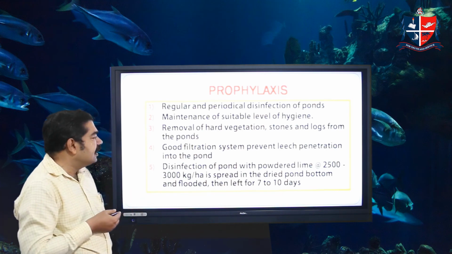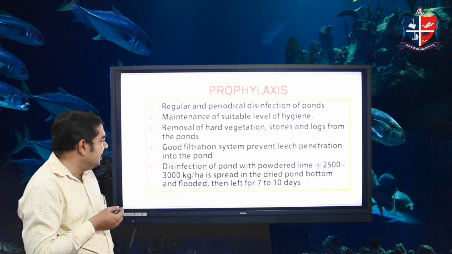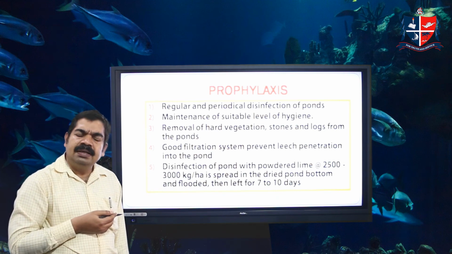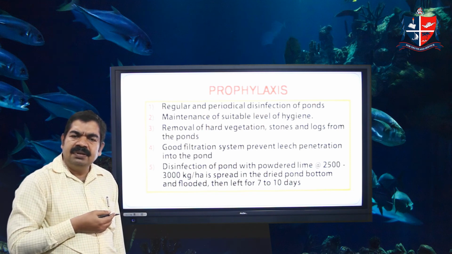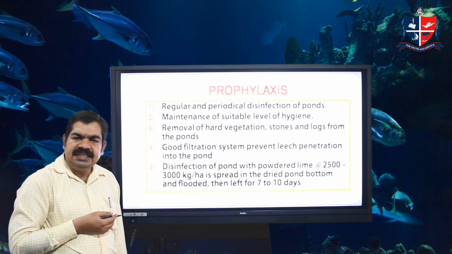Fourth one, a good filtration system prevents leech penetration into the pond. So we have to filter water before introducing it into the pond. So that is another important aspect, even though it is somewhat costly.